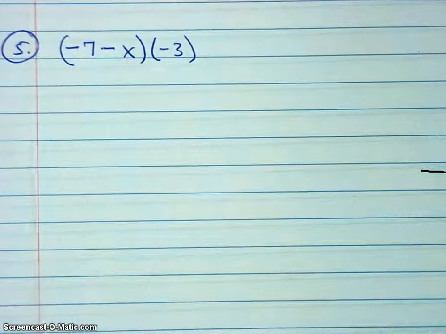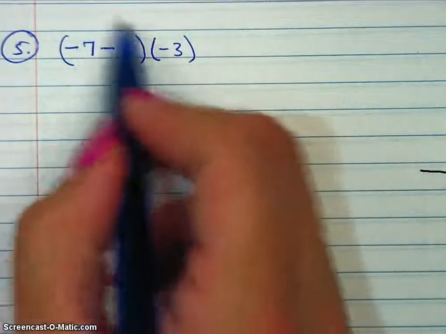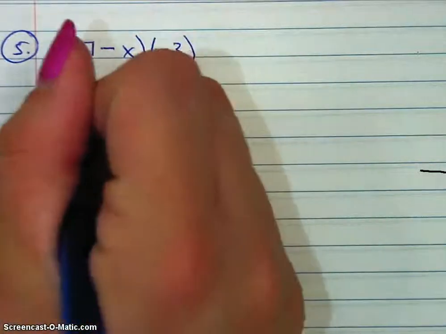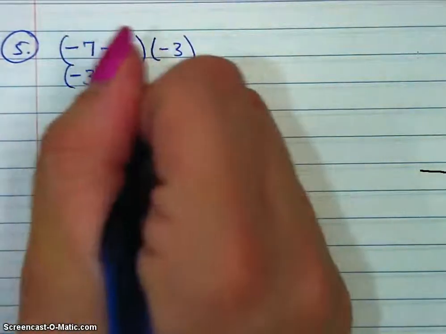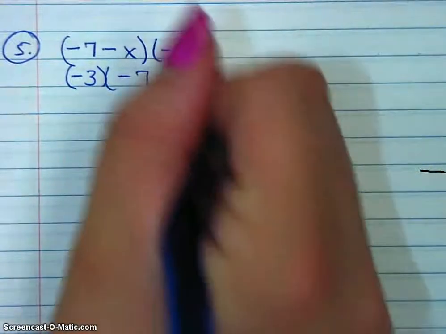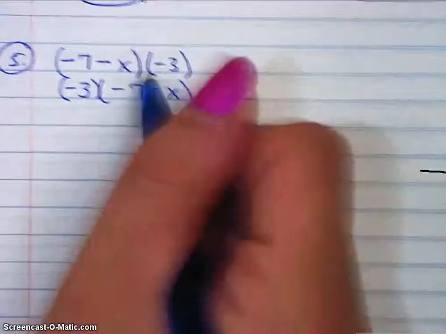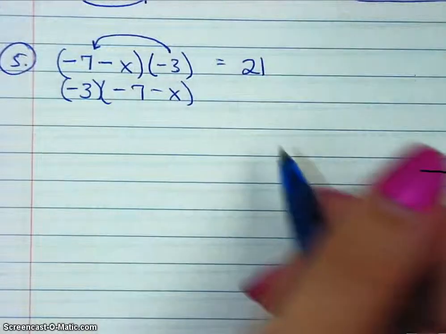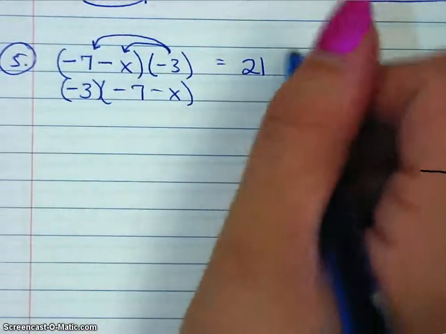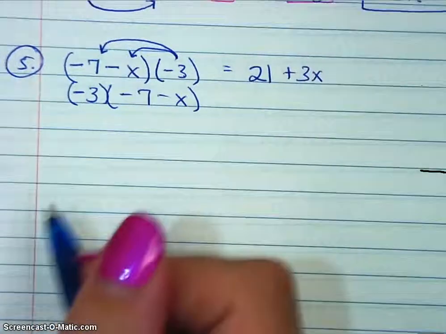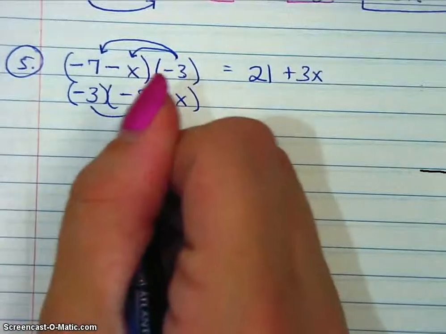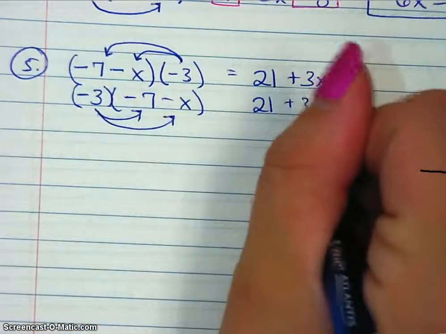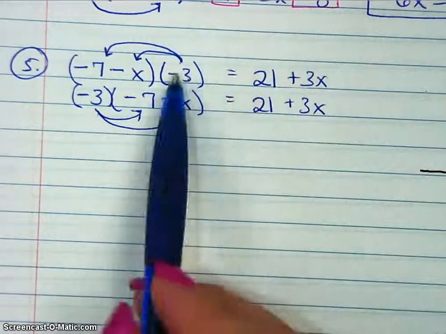Alright, this is still the distributive property. It's negative 3 times this difference. If you don't like it this way, you can use the commutative property and rewrite it with the negative 3 first. Okay, these both mean the same thing. If you don't want to rewrite it, you can just do negative 3 times negative 7, which is positive 21, and then negative 3 times negative x, which is positive 3x. Notice, if I write it this way, that's still positive 21 plus 3x. It does not matter which is first.